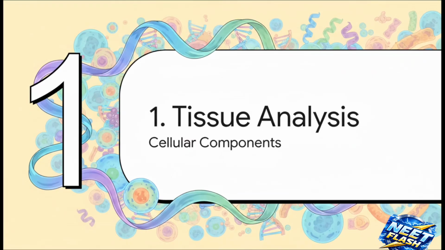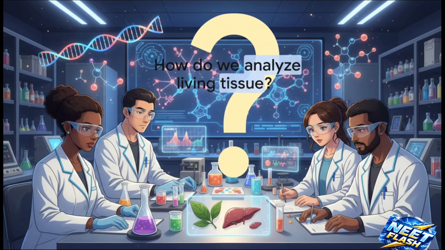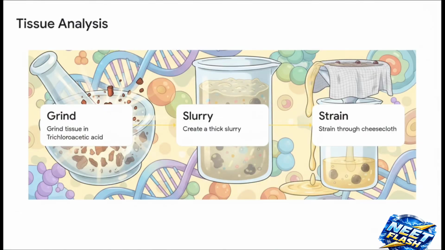Section 1. The tissue analysis. So to kick things off, we have to ask a really foundational question. How do we actually analyze living tissue? If you see this pop up on the test, you need to know exactly how scientists physically separate the components of, say, a plant leaf or a piece of liver in a lab to figure out its exact chemical makeup. It actually comes down to a super simple 3-step grinding and straining process that separates everything into 2 distinct pools.